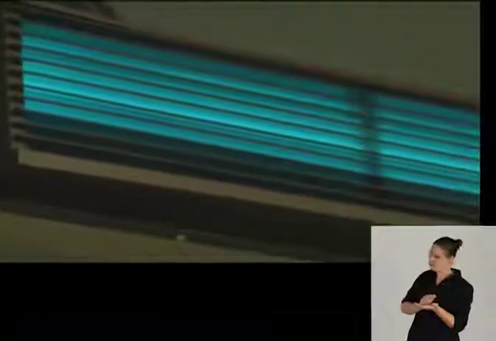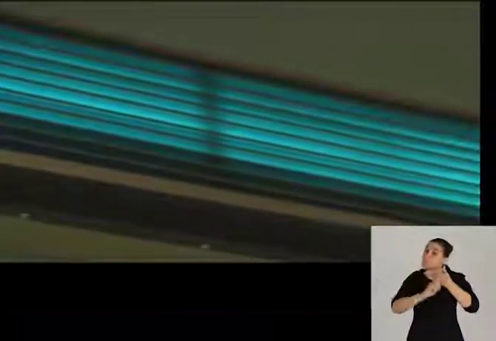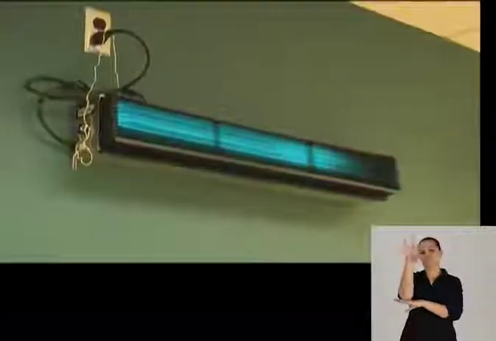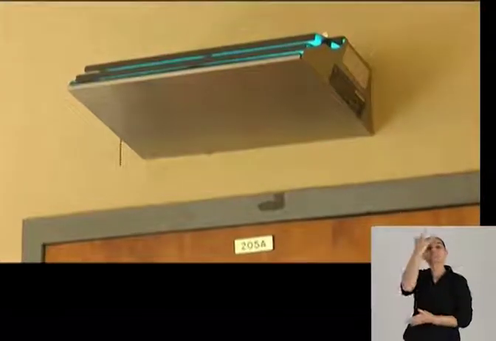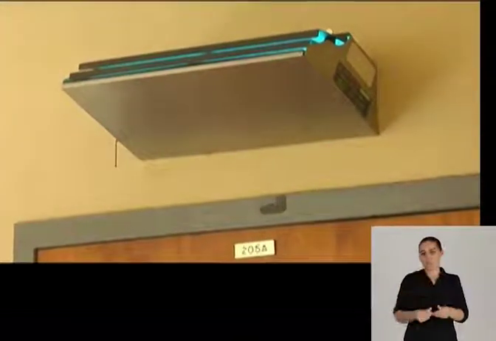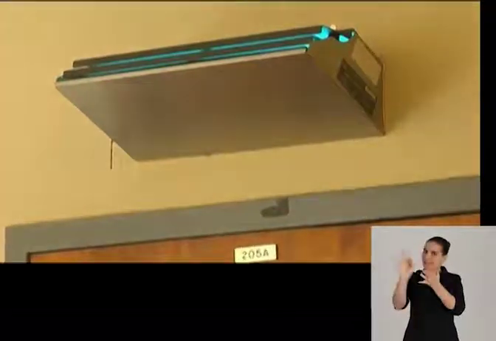Where available, ultraviolet germicidal irradiation, also known as UV lights or lamps, placed in the upper parts of a room help to clear the air of infectious droplets. To be effective, UV lamps need to be properly installed and regularly cleaned and maintained.